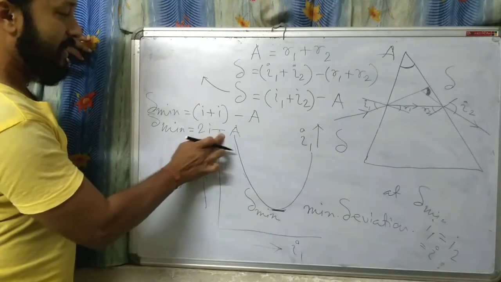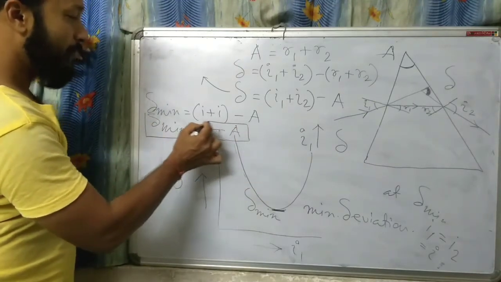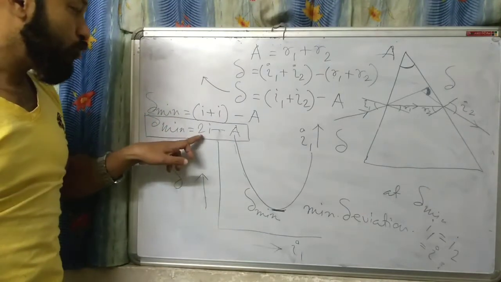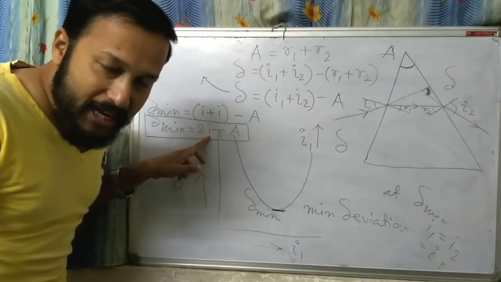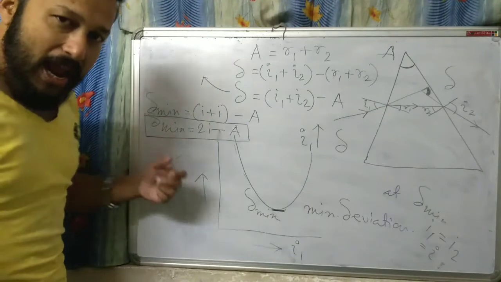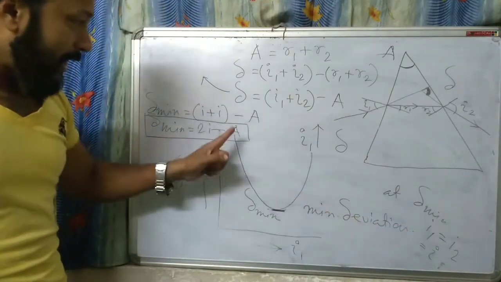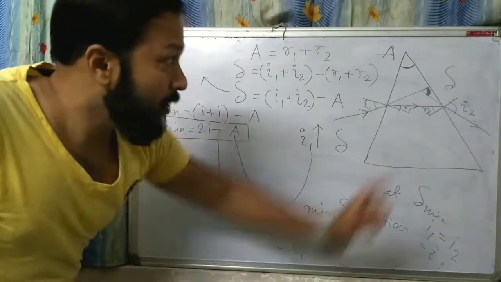This is another equation. You have to store it in your brain. Delta min equals 2I minus A. What is I? I is the angle of incidence or angle of emergence, because at minimum deviation, angle of incidence and angle of emergence are both equal. And A is the refracting angle of the prism. This one.